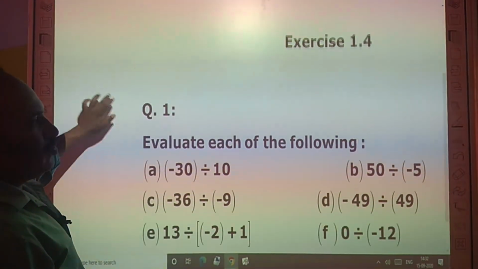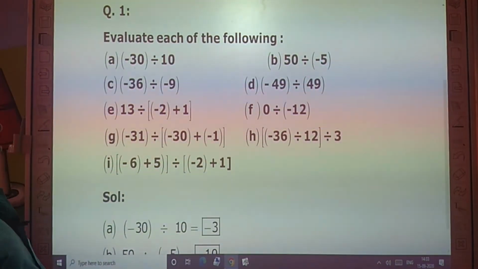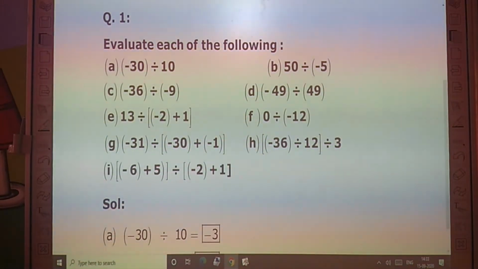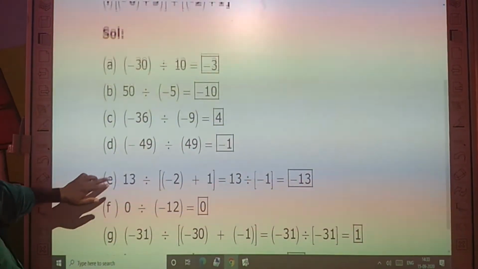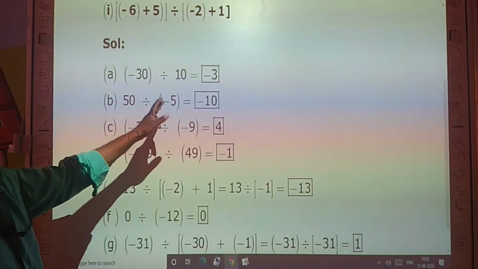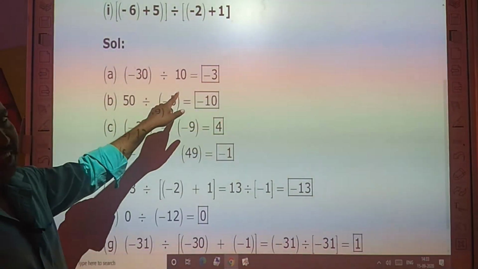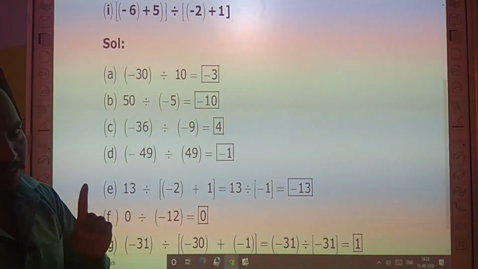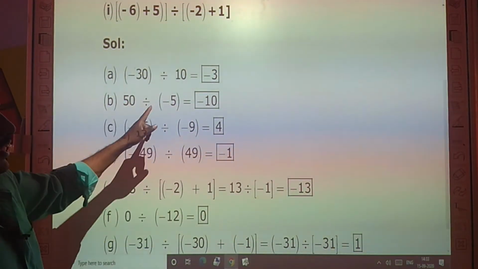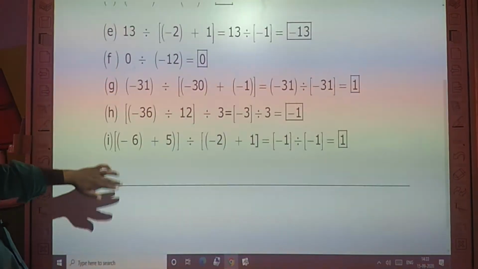The next one, exercise 1.4. Evaluate the following. A, minus 30 divided by 10 is equal to minus 3, because dividing by 10 means we take the reciprocal of 10, which is 1 by 10. So minus 30 into 1 by 10 is equal to minus 3.